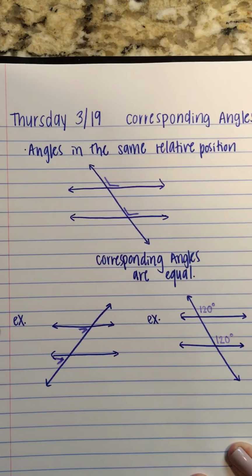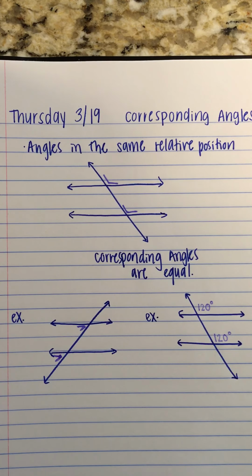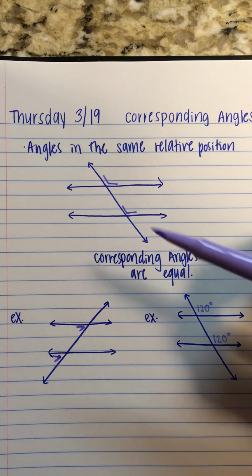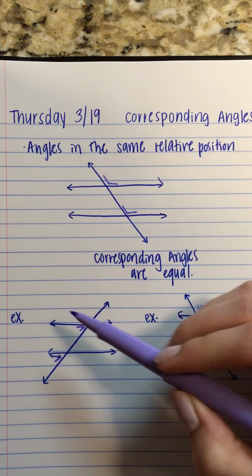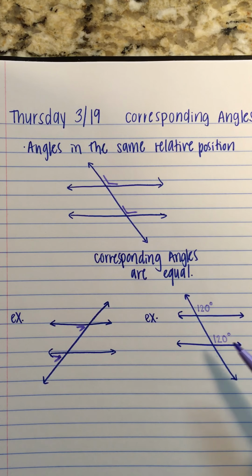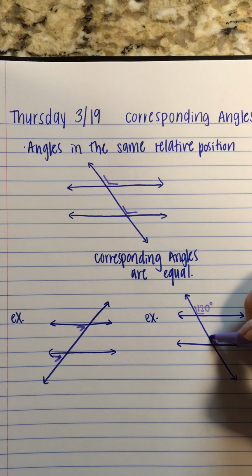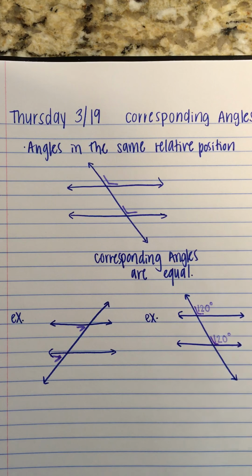So to recap, corresponding angles are in the same relative position. So they'll be on the same side of the transversal, and they'll both either be on top of the parallel lines or underneath them. And notice that just looking at them, you can tell that the angles kind of look the same. Like both of these are obtuse, both of these are acute, etc.